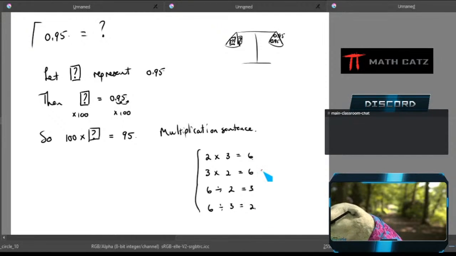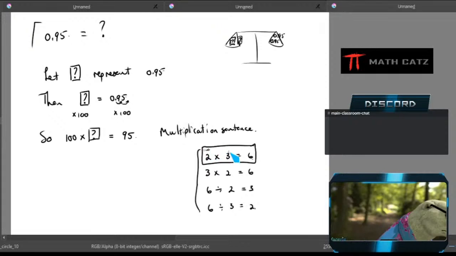Grade 3 should be around when they start learning their multiplication tables and their connection between multiplication and division. You always have these 4 sentences that go together by just shuffling things around. So a certain combination might be a multiplication, and shuffling them around has a corresponding division. So now think of this first sentence, where instead of a 2, I have 100. Instead of a 3, I have a question mark in a box. Instead of a 6, I have a 95.